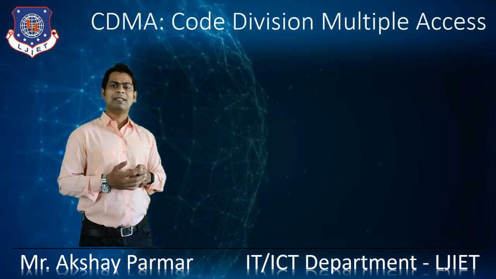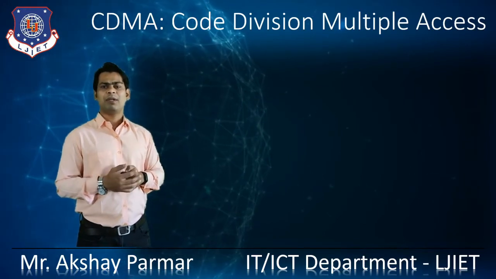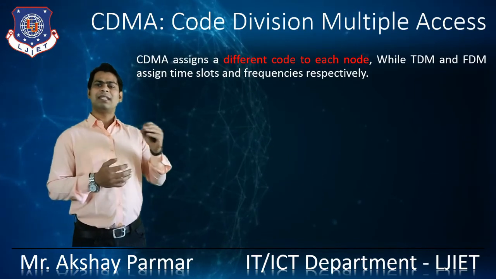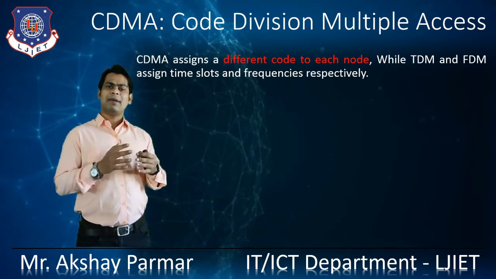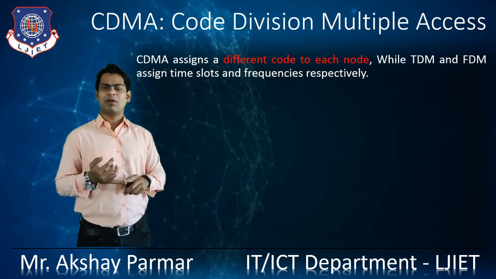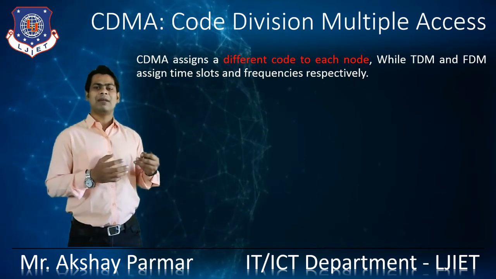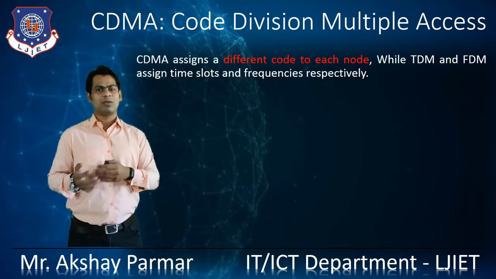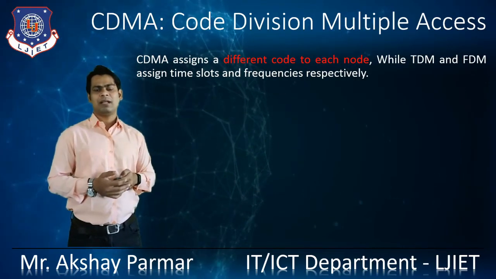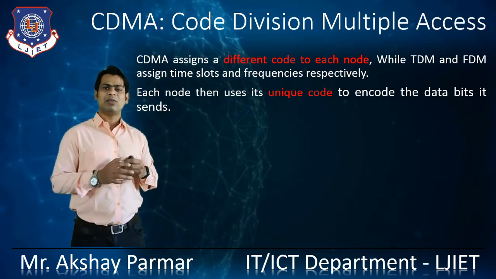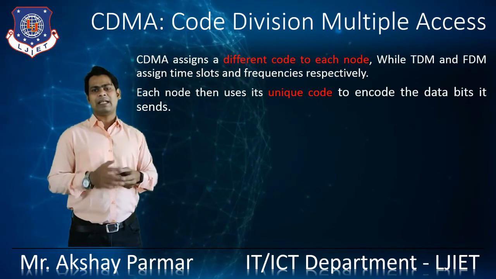After that, let's see the CDMA, the code division multiple access. So what do we mean by code division multiple access? CDMA assigns a different code to each node, while TDMA and FDMA assign time slots and frequency slots respectively, right? As we have seen how the TDMA assigns time slots to the nodes and how the FDMA assigns frequencies to the nodes, each node in CDMA uses its unique code to encode the data bits it sends, right?